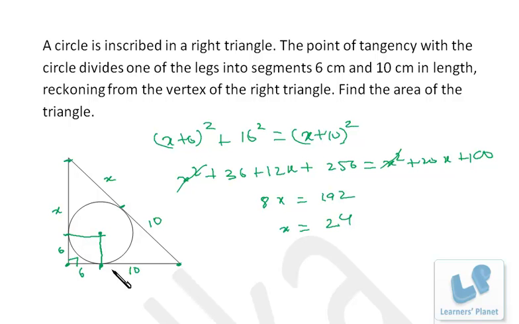Now it's very easy to find out the area, half base into altitude. So half, base is 16 and altitude is 24 + 6, that is 30. So that's 240 units, whatever, square centimeters or whatever, but 240 units will be the area of this triangle. Okay, I hope you are getting me.